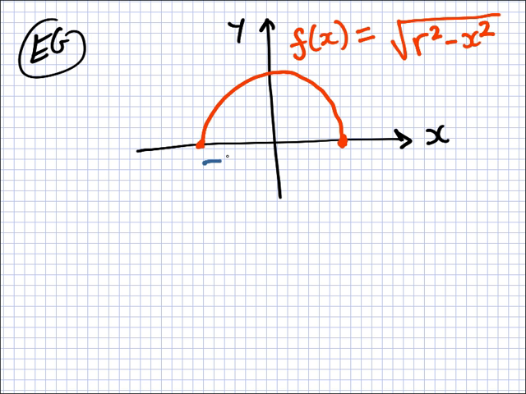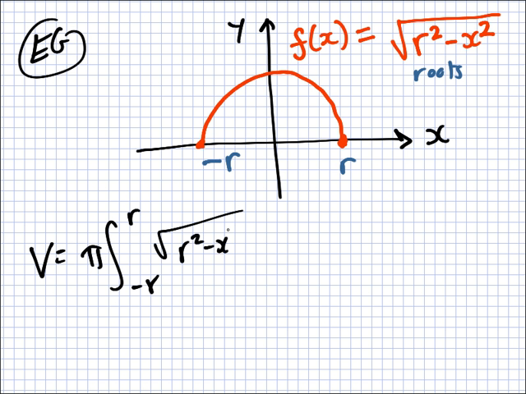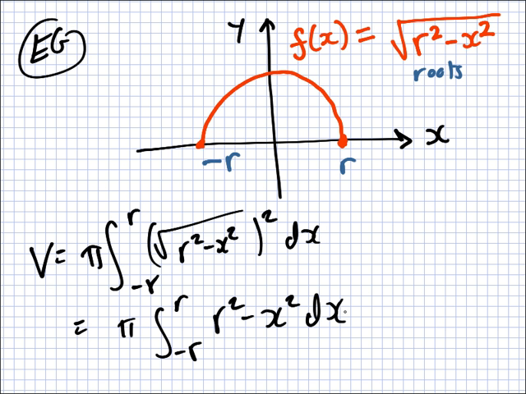Okay, let's do it. So you figured out, Gao, that this is minus r and r, because you need to know what the roots are when it equals 0. It equals 0 when x is minus r. So the volume is pi integrate from minus r to r of root r squared minus x squared, squared, dx. So it's just pi, minus r to r, of r squared minus x squared dx.